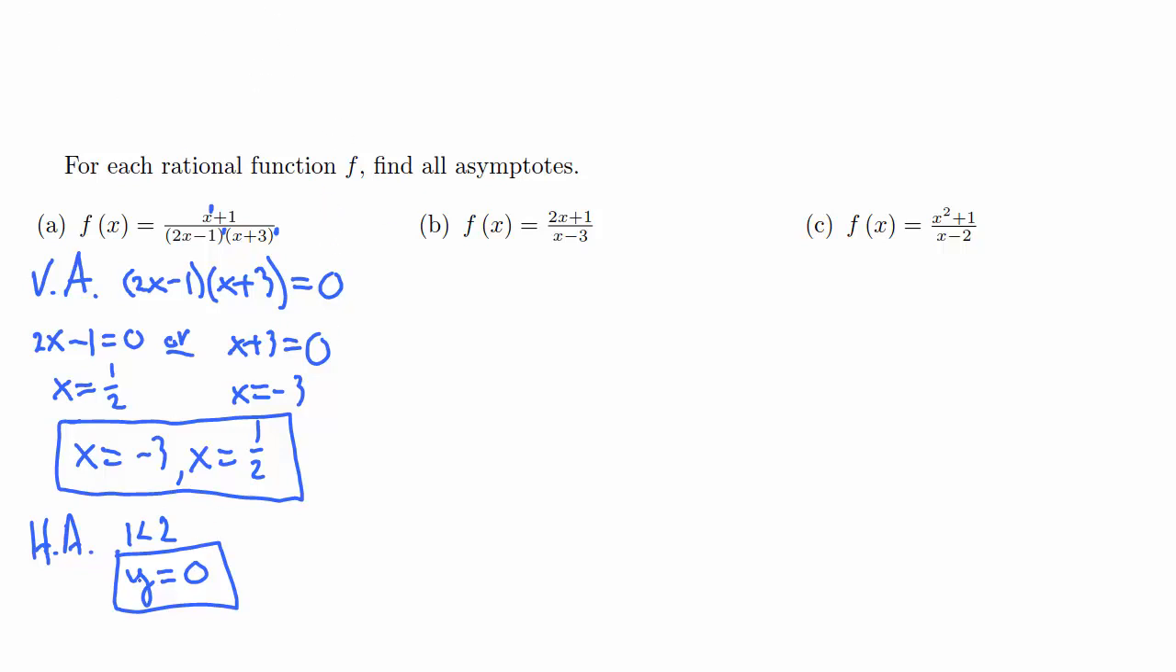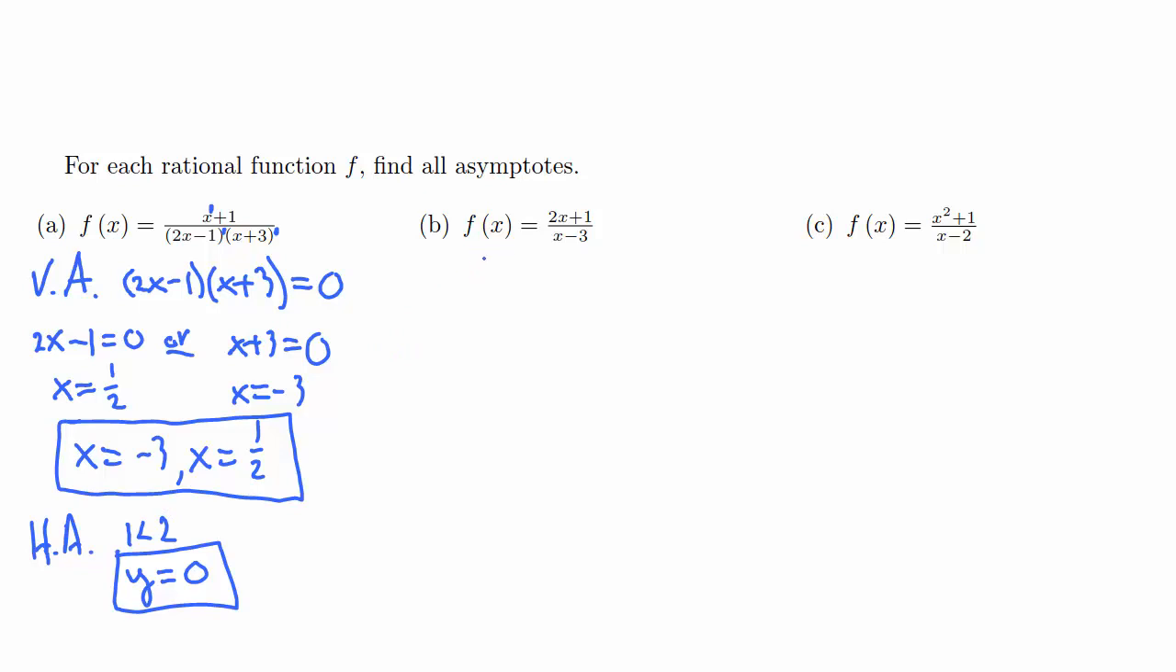A lot of people find this confusing for the degrees. I will show how to kind of see this later, but just know that when the degree of the numerator is less than the denominator, it's y equals 0. When the degree of the numerator equals the degree of the denominator, it's y equals a ratio of the leading coefficients. And if the degree of the numerator is greater than the degree of the denominator, there isn't a horizontal asymptote.